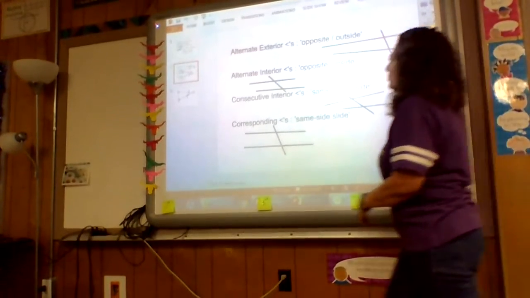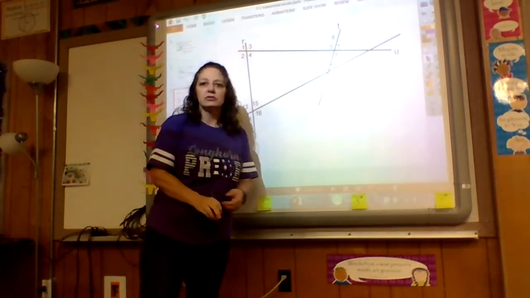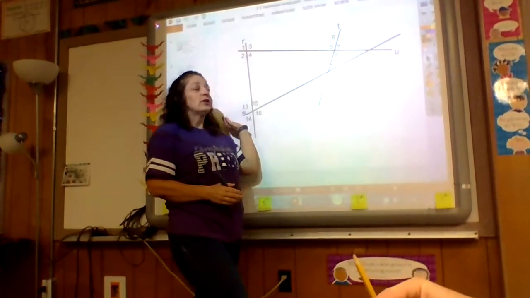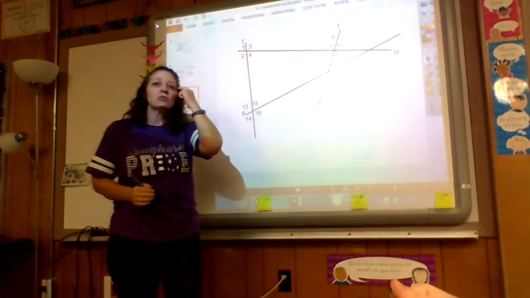Let's practice naming a transversal, and then I'm going to give you a word so that you can figure out what kind of angle. These numbers are so confusing, lots of transversals, right? Okay, let's just focus on one.